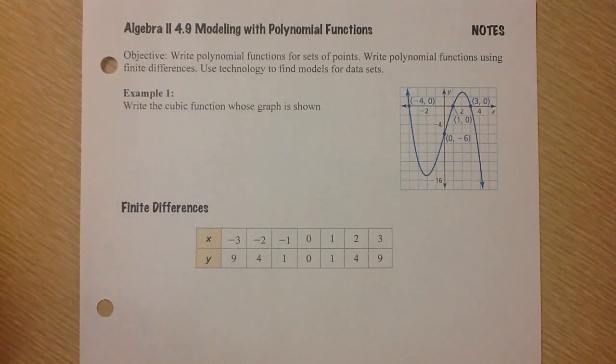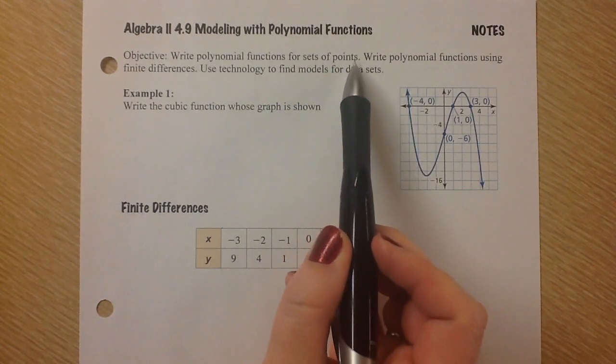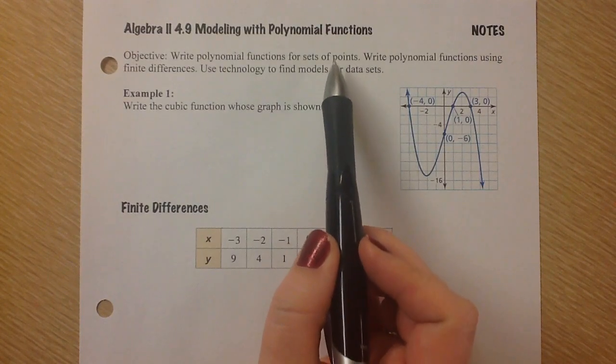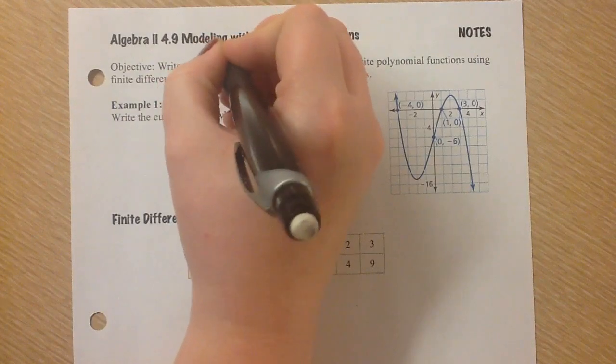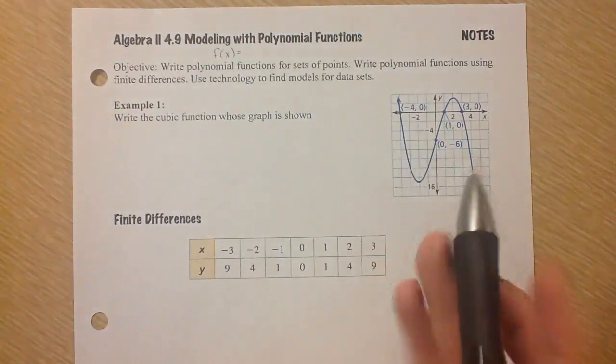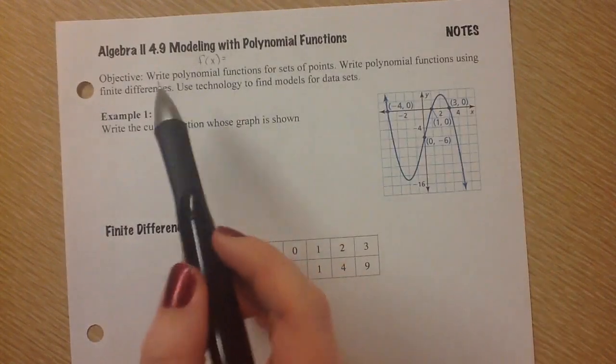All right, section 4.9, modeling with polynomial functions. Our objective is to write polynomial functions for sets of points. So we're going to be actually writing the equation today, writing that function, coming up with that f of x equals, and what does it equal, that equation. We're going to write polynomial functions using finite differences.